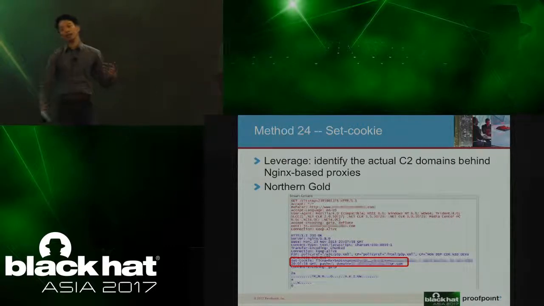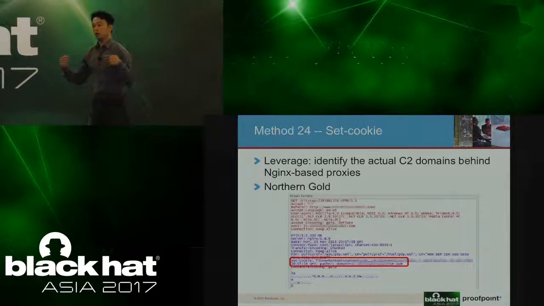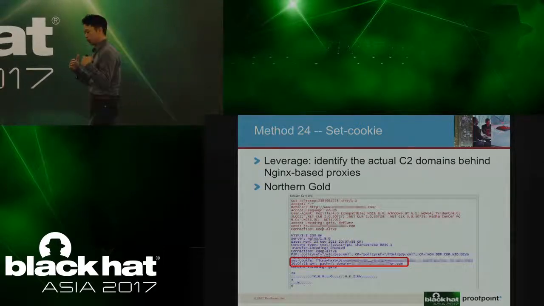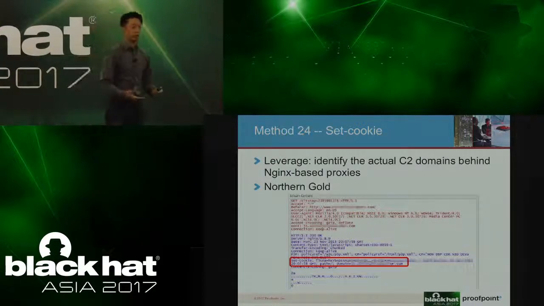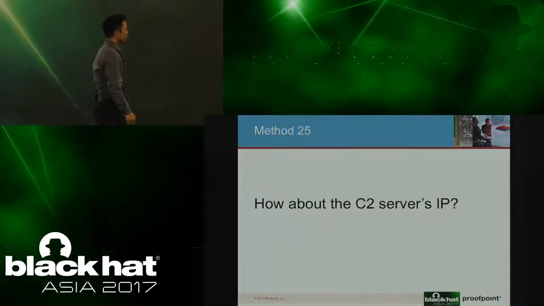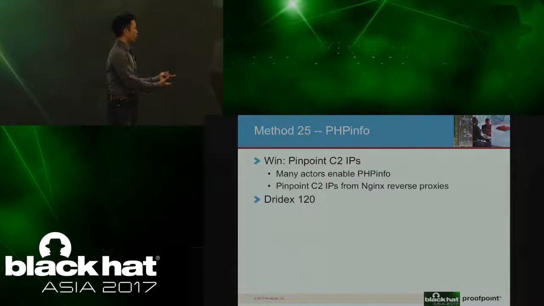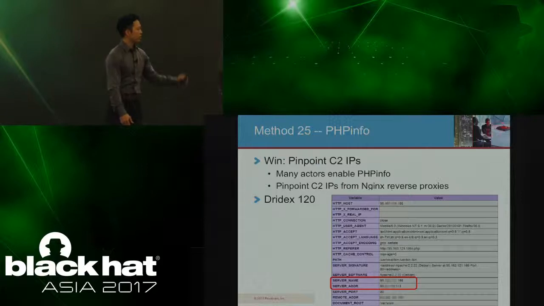And this information allowed us to locate Northern Gold's infrastructure and to eventually own their infrastructure and publish a lot of studies on this group. How about their IP address? What worked for us for the Dridex 120 group was PHP info. Okay. A lot of them have some type of PHP info somewhere. If we get it, their IP is there.